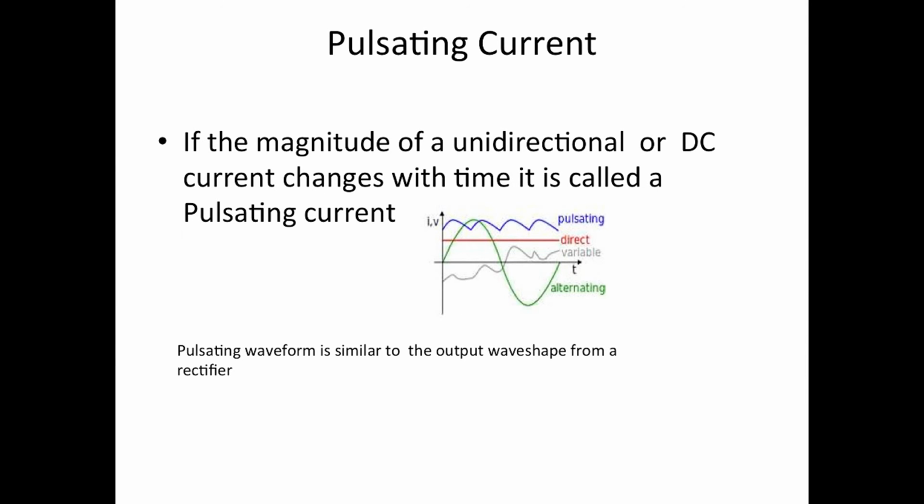Then there's also a pulsating current. What that is, if you take a unidirectional or DC current and it changes magnitude with time, that's called a pulsating current. You can see on the top diagram there an example of what that looks like. It looks like an output waveform from a rectifier.